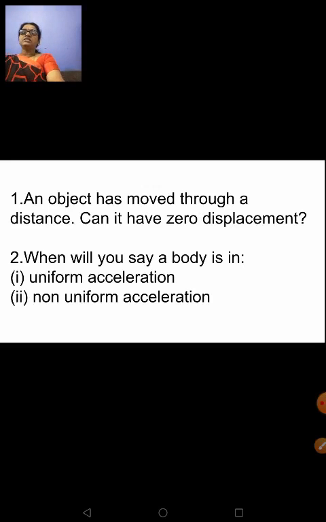See, the first question is given here. An object has moved through a distance. Can it have zero displacement? What is distance and what is displacement? Distance is the actual path covered by an object, and displacement is the shortest distance between the initial and final points. The question given here is, if the object has moved through a certain distance, is it possible for the object to have a zero displacement at any point of time, right?